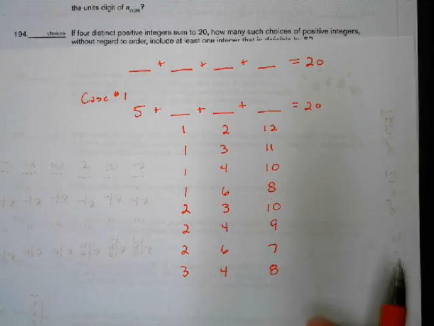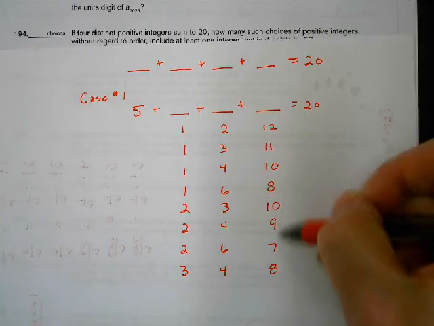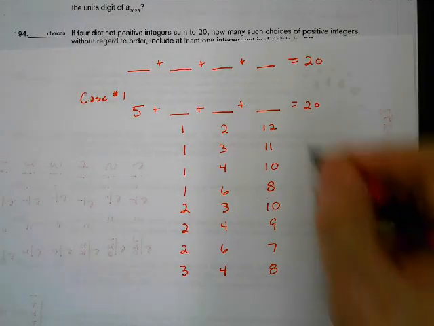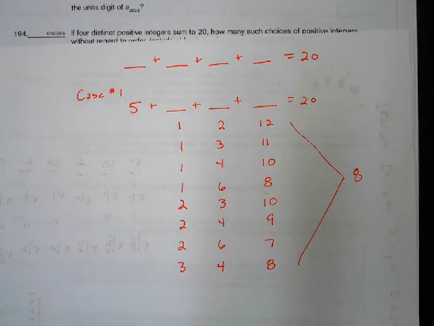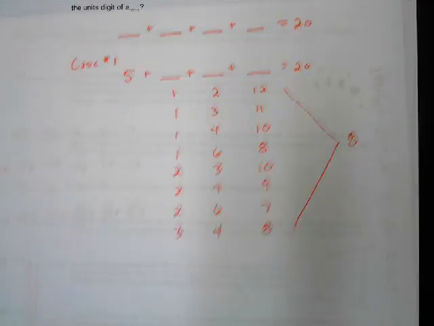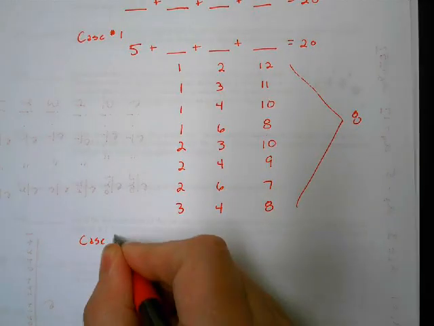I've got 1, 2, 3, 4, 5, 6, 7, 8 combinations here. So in total, I have 8. That's case 1. That's if my first number was 5. Let's do case 2. And my first number now is 10.